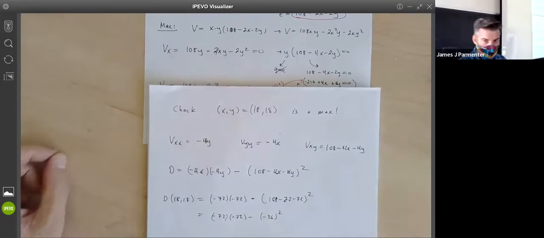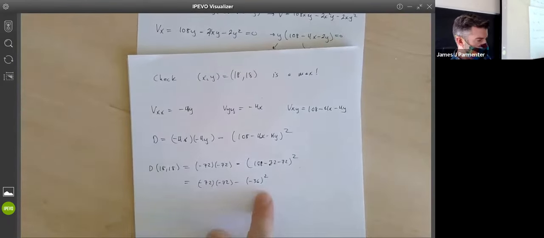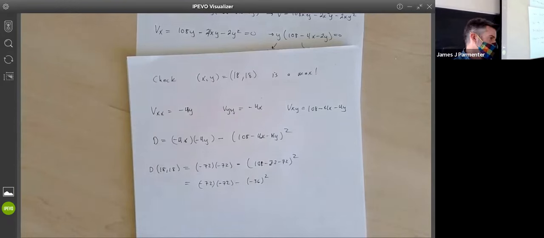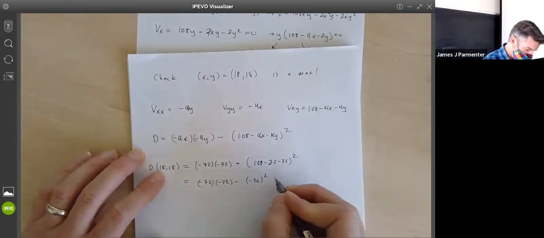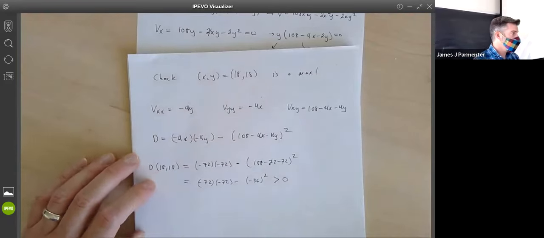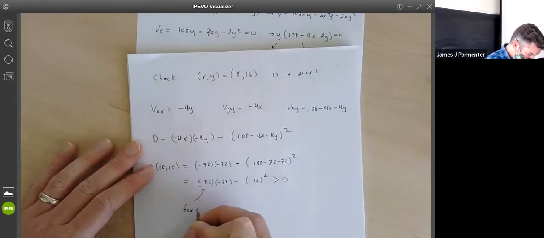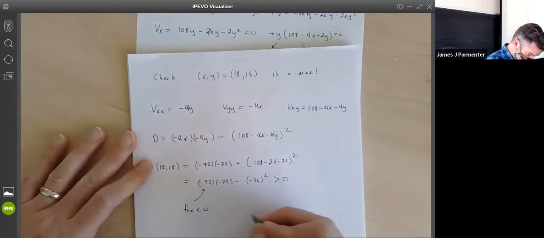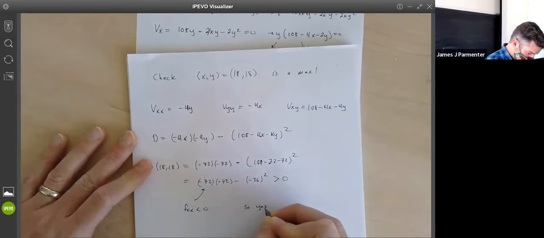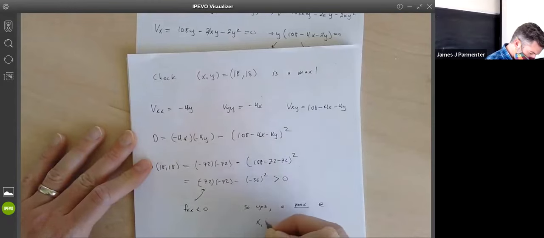So let me ask you all, is this thing positive or negative? What's bigger, 72 squared or 36 squared? 72 squared. So this part's bigger, so this part minus this part has to be positive. That means we have a max or a min, but since my second derivative is negative, we definitely have a maximum because it's concave down. So yes, a maximum at x, y equal to 18, 18.